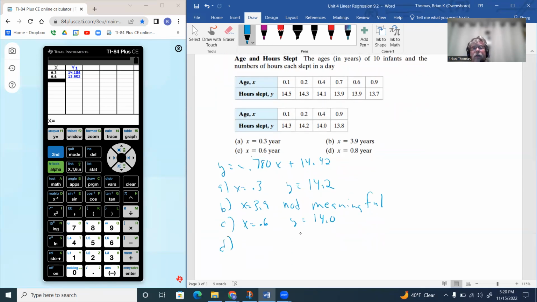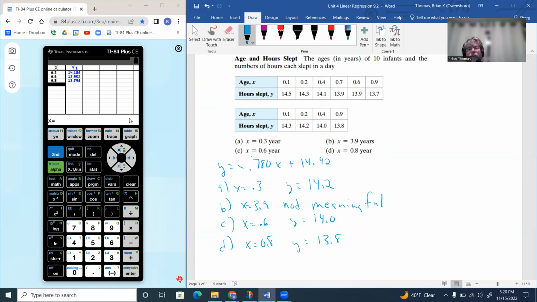So D, we have 0.8. And notice that 0.8 is also a meaningful value because it's within our range. So if I type 0.8 into the calculator, hit enter, that'll give us 13.8. So Y would equal 13.8 hours of sleep. So that would give us our information there of getting some good predictions.